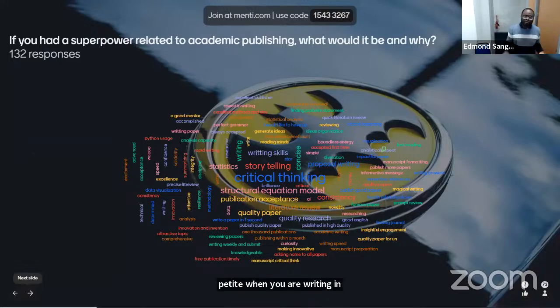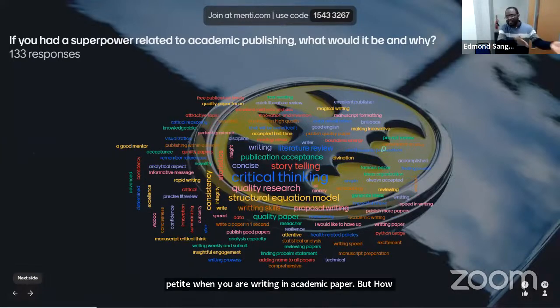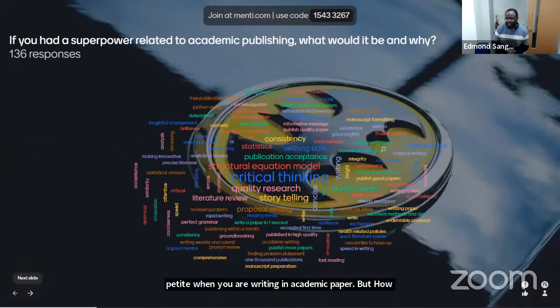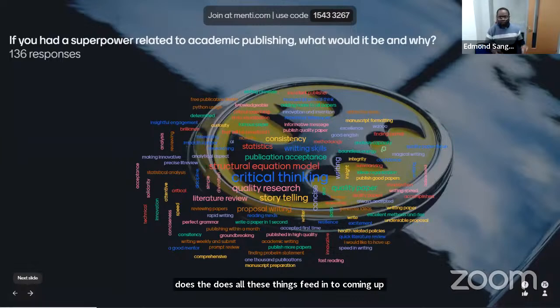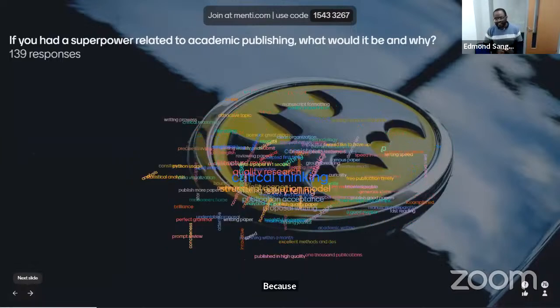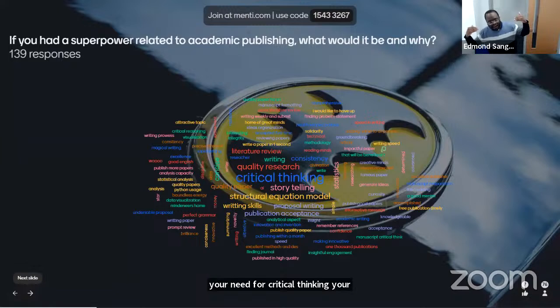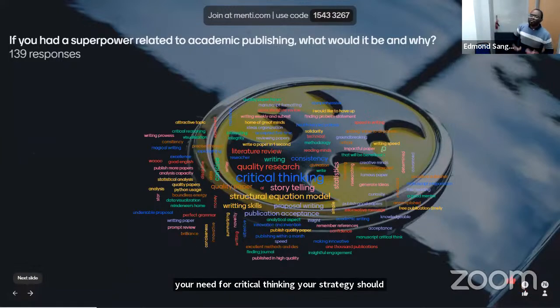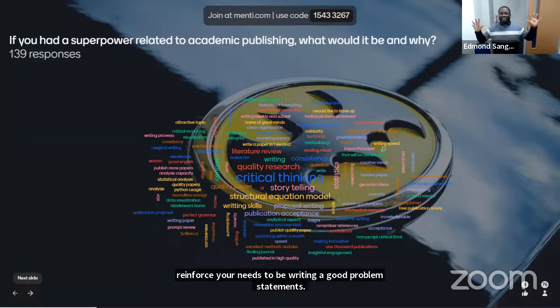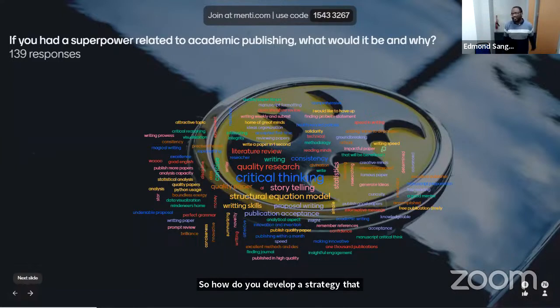But how do all these things feed into coming up with a strategy? Because a strategy should reinforce your need for quality papers. Your strategy should reinforce your need for critical thinking. Your strategy should reinforce your need to be writing good problem statements. So how do you develop a strategy that embraces these superpowers? How do we do that? If you have that question, today is a lovely day for you because we are going to be answering that question today.